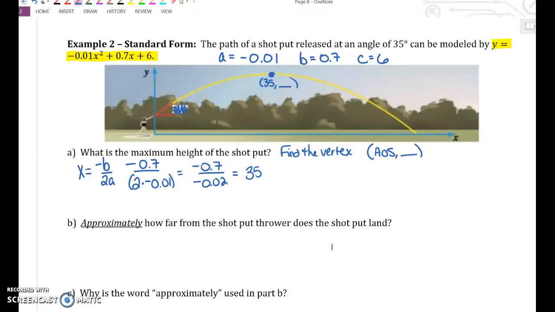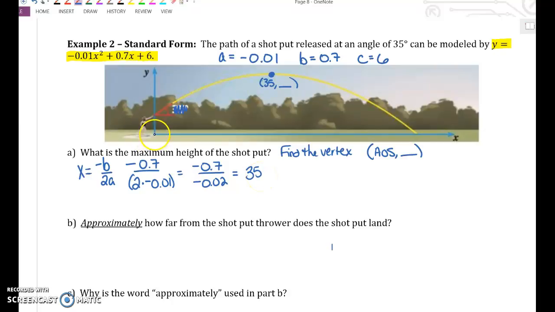It was pointed out to me that this 35 is the same as the angle. That is completely a coincidence. It is not always going to be that way. So again, completely ignore the 35 degrees because that doesn't really matter for this problem at all. And it's completely a coincidence that we ended up with 35 as the vertex. So 35 is the first part of our vertex.